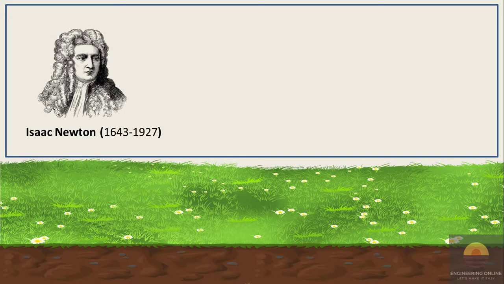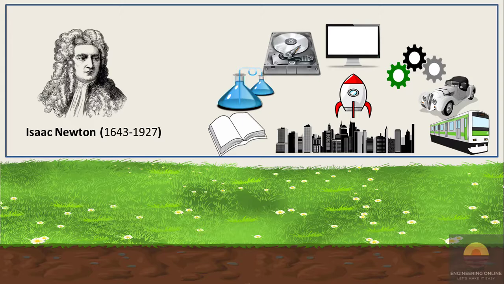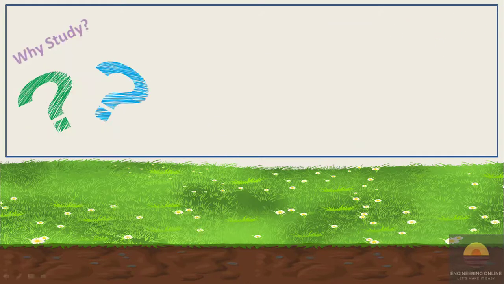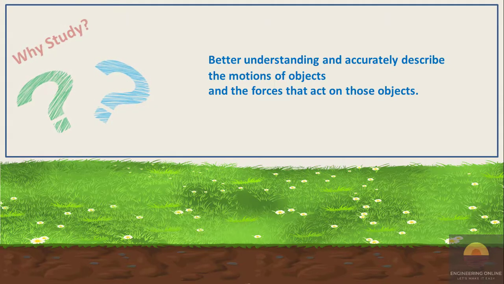We are talking about Isaac Newton, who was an English mathematician, physicist, astronomer, theologian, and author, who is widely recognized as one of the most influential scientists of all time and as a key figure in the scientific revolution. By studying Newton's laws of motion, we will better understand and accurately describe the motions of objects and the forces that act on those objects around us.